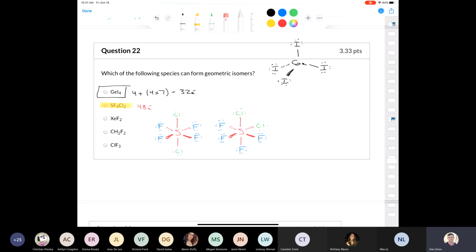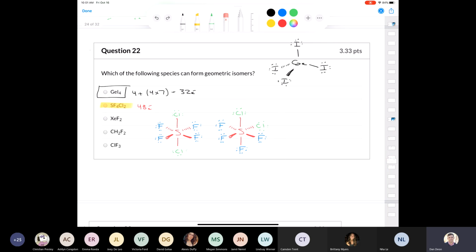They're really, really helpful for this kind of thing. If you have a difficult time visualizing something that's in 2D and then putting it in 3D in your mind, models can help a lot. And so that's the answer, it's SF4Cl2. It has 2 geometric isomers.